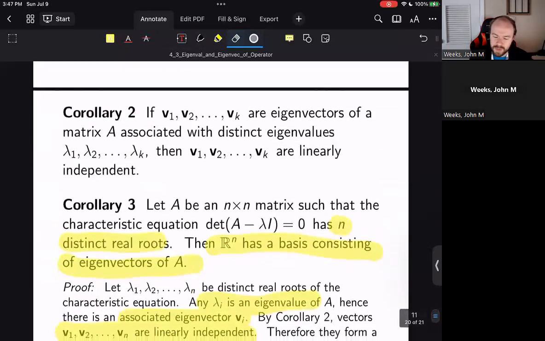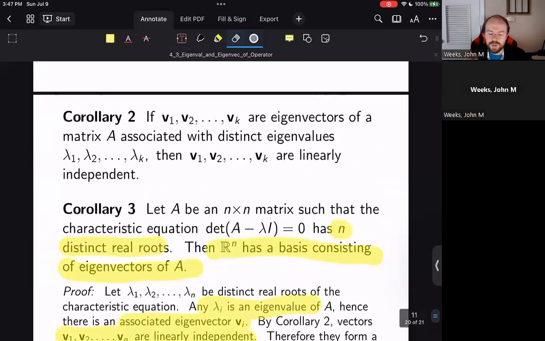One more corollary for us here, corollary 2. If v1 through vk are eigenvectors of a matrix A associated with distinct eigenvalues, lambda 1 through lambda k, then v1 through vk are linearly independent. Going back to our finite dimensional stuff there, if instead of a linear operator we were working with a matrix, then if you have k distinct eigenvalues, then the respective eigenvectors are also linearly independent.